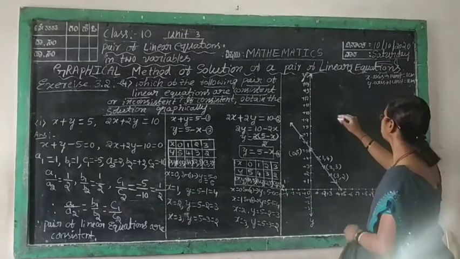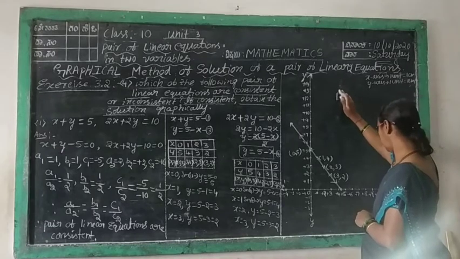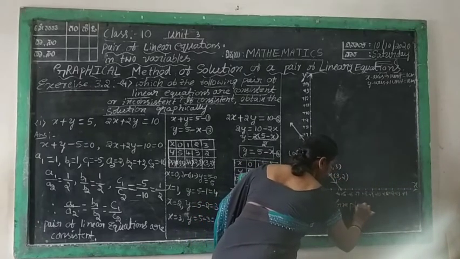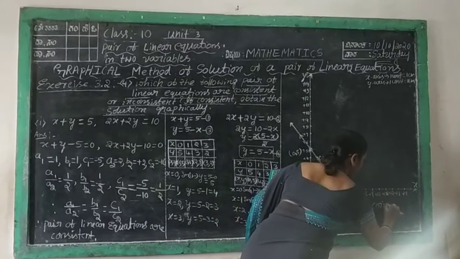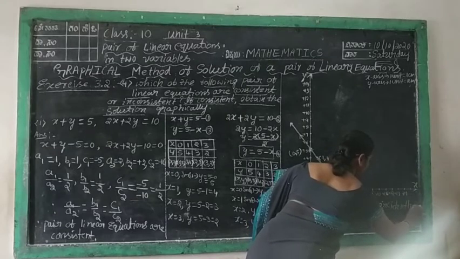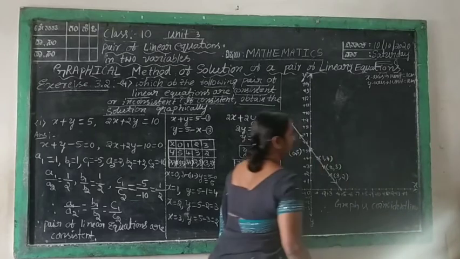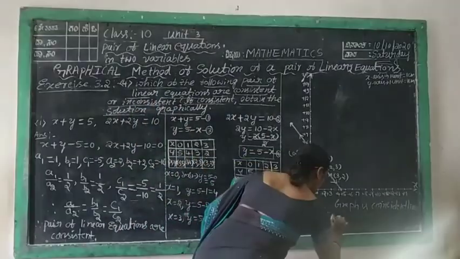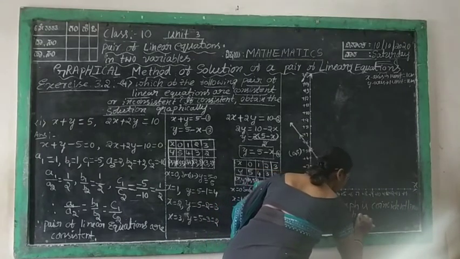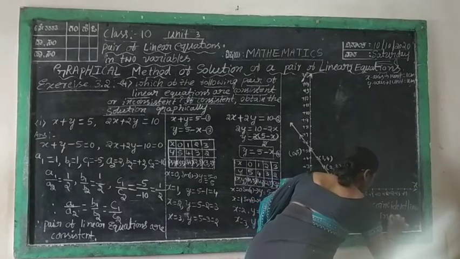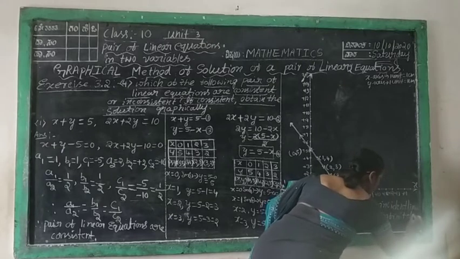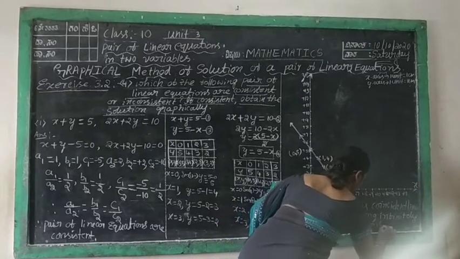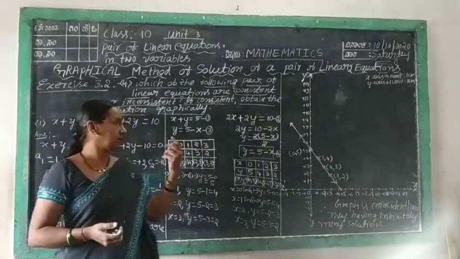The graph is coincident lines. The pair of linear equations given has a graph of coincident lines. They have infinitely many solutions.